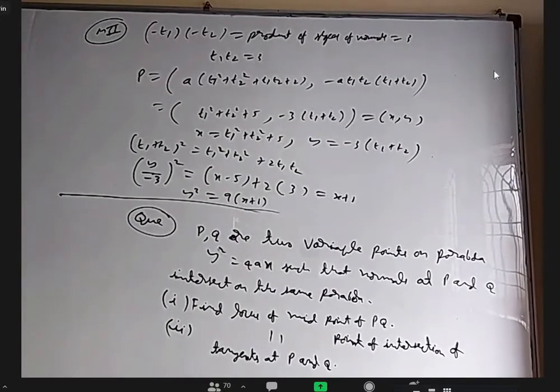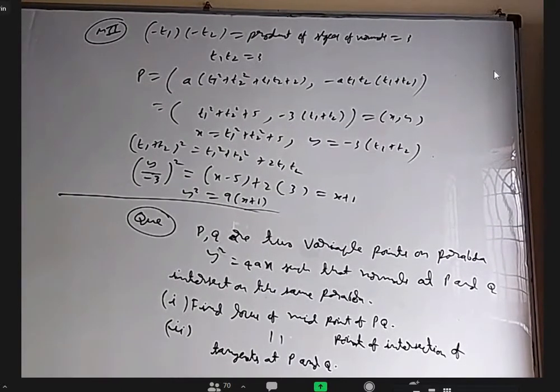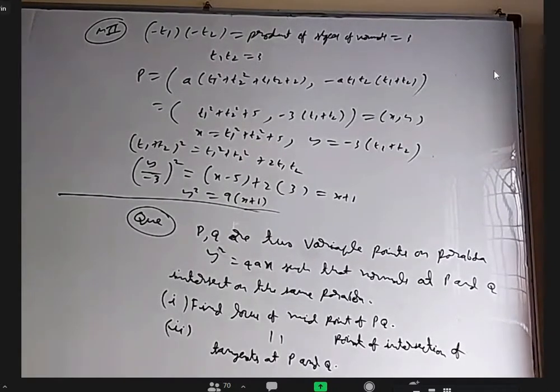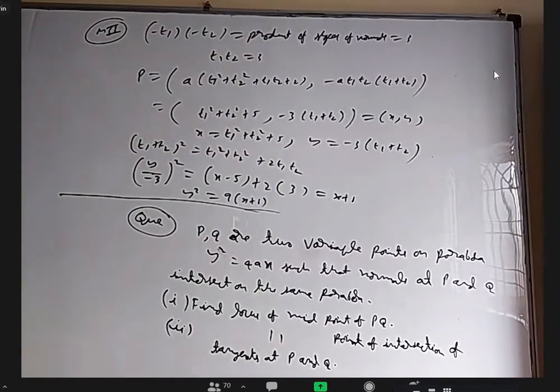Okay, those are completed, the previous one. Try this. P comma Q are two variable points on parabola y square equal to 4x such that normals at P and Q intersect on the same parabola. Find locus of midpoint of PQ. Another one is find locus of point of intersection of tangents at P and Q.